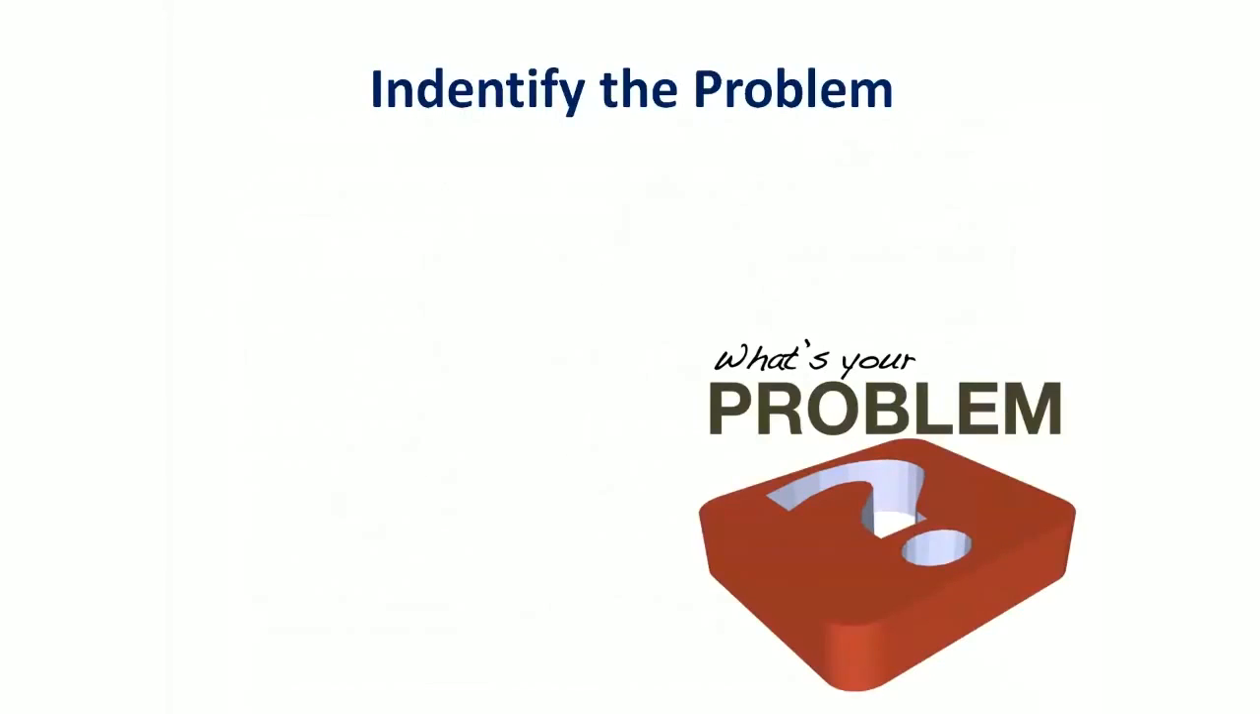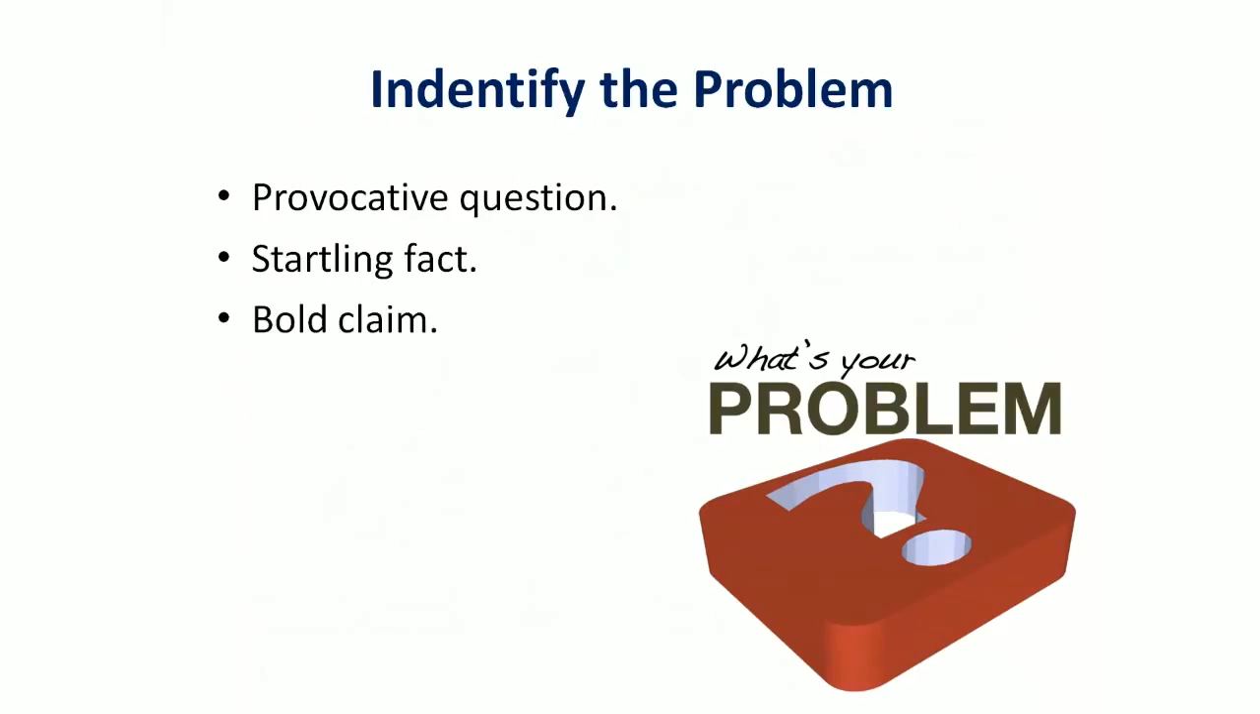First thing you need to do is to identify the problem. So what's the problem? Now you can start with a provocative question. Does your pool suffer from green algae? Give them a startling fact. Maybe it's all the diseases that they can catch from having a pool that's unhealthy. You might make a bold claim that you can clean the pool very quickly with just 3 simple steps to get rid of the problem.